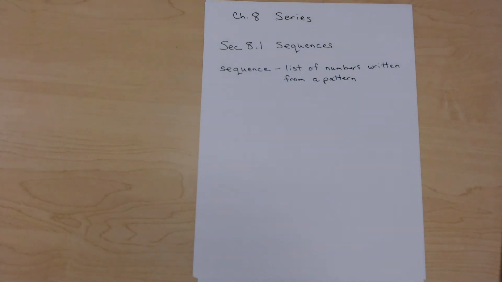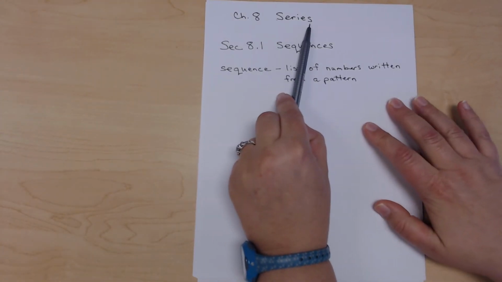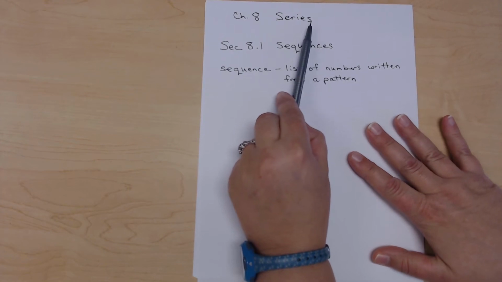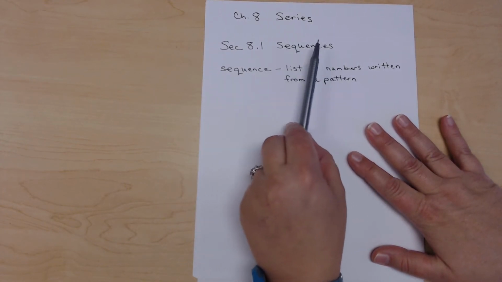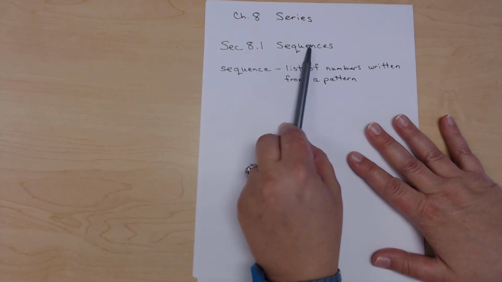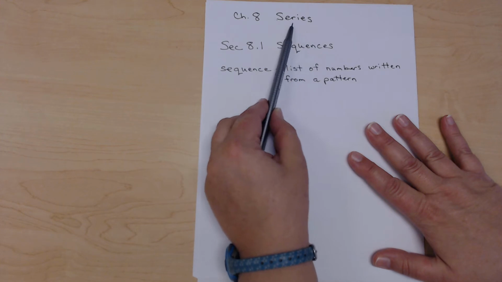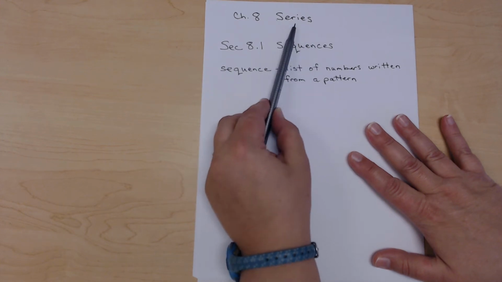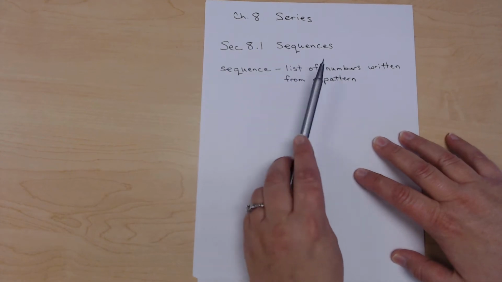All right, guys, we are on our last chapter. It is chapter 8, which deals with series. But the very first section, 8.1, deals with just what's called sequences. So today we're going to talk about sequences, and then in the next one we'll talk about the similarities and differences between sequences and series. All right, so today just sequences.